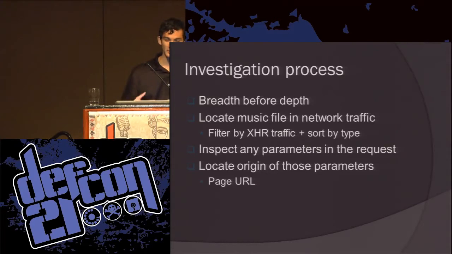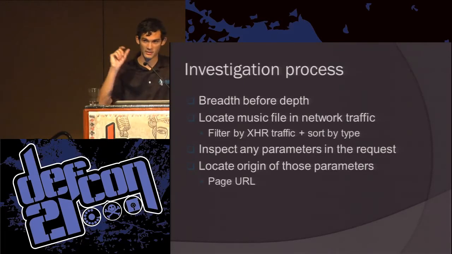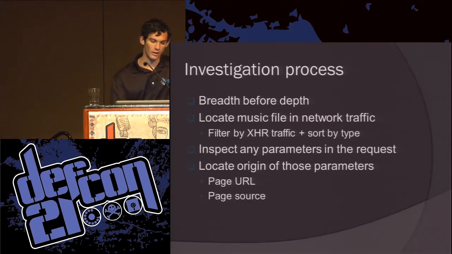The first place, you want to do the easiest to the hardest. The first place that's easiest is the page URL. Sometimes the song ID is in the URL of the page you're on, and you could just use that to get the song. After that, you might want to look at the page source, do a Control F, look for the name of the parameter. You might be able to find it.